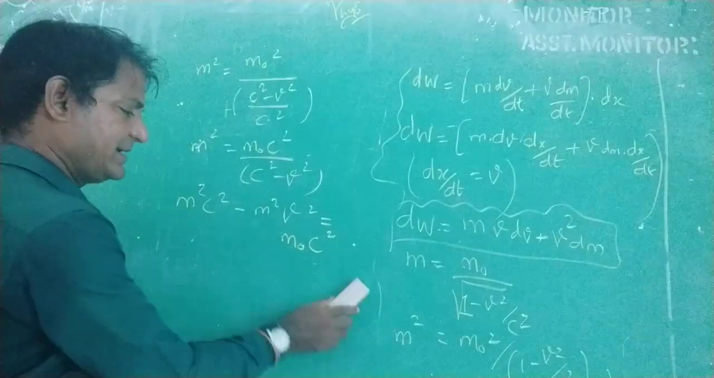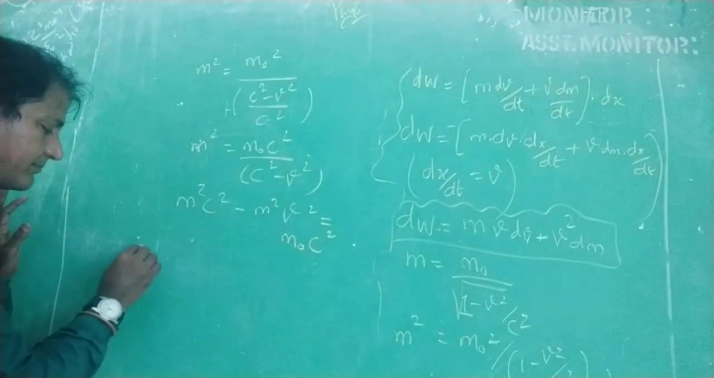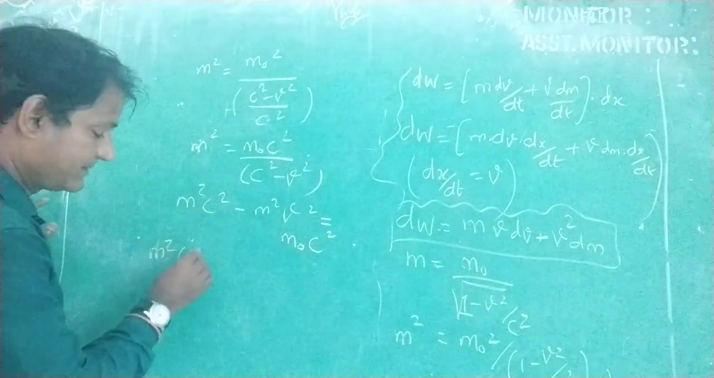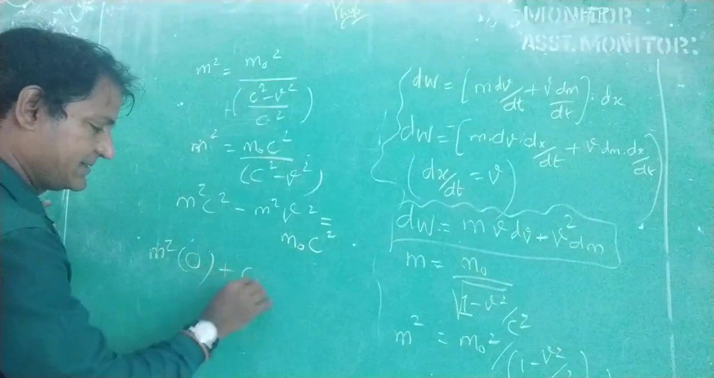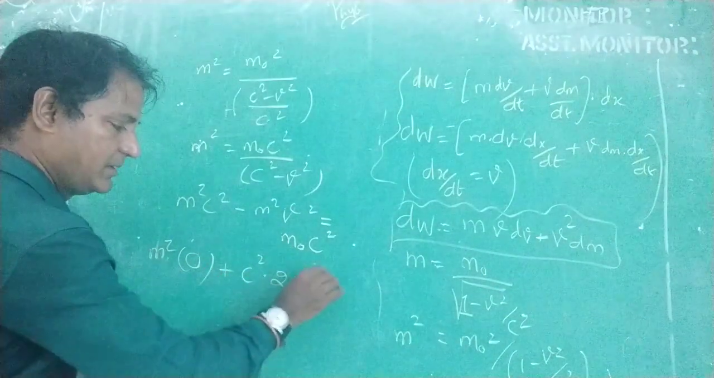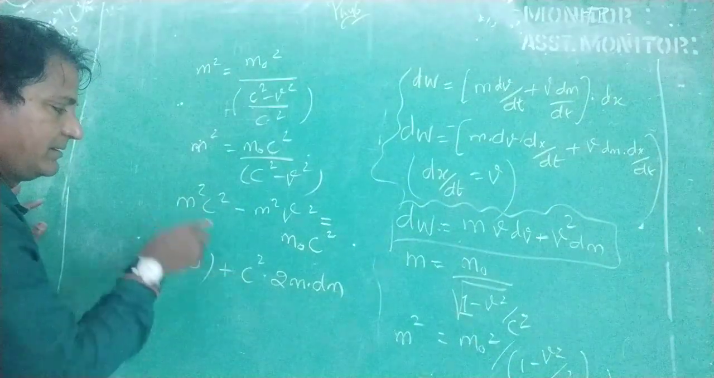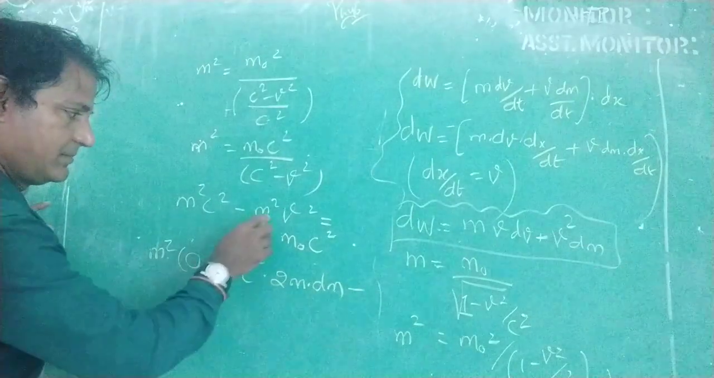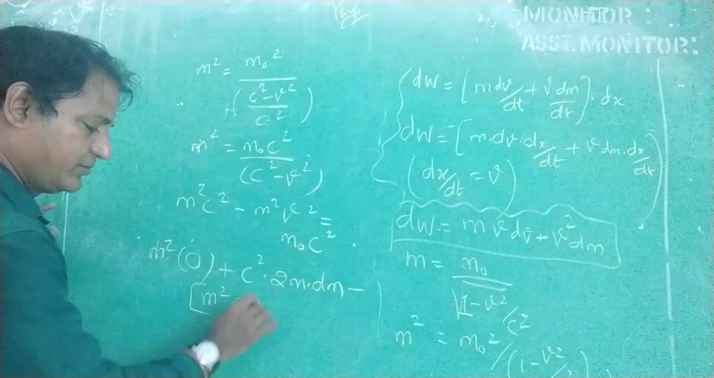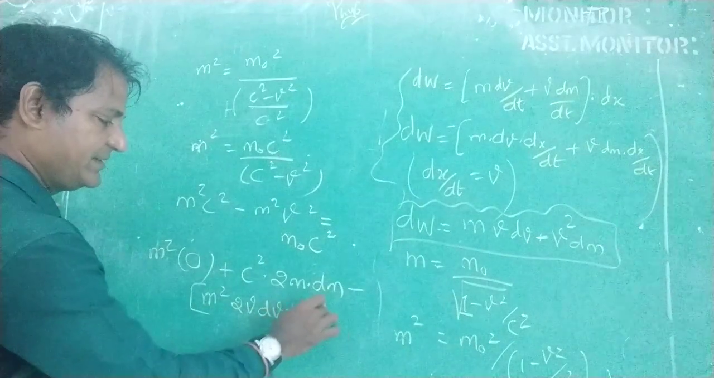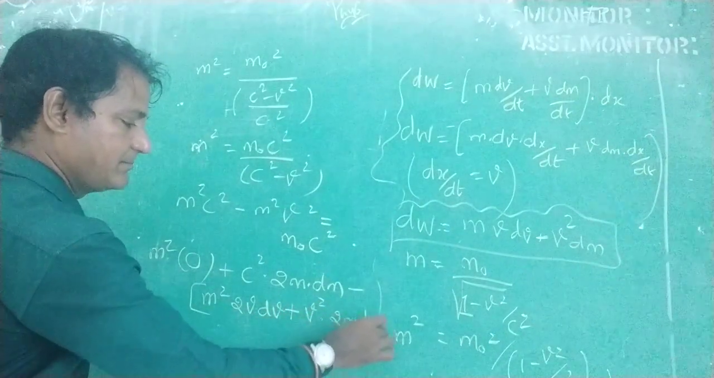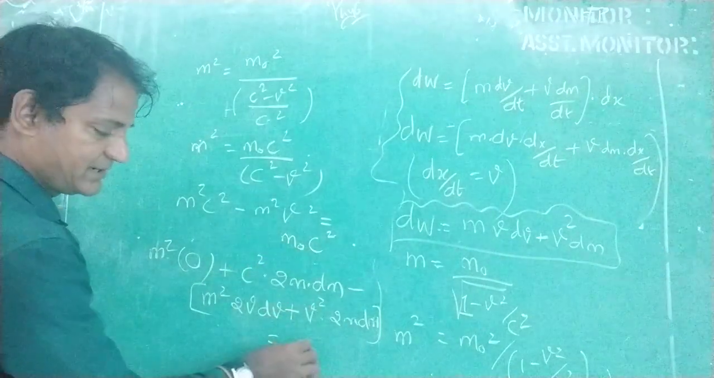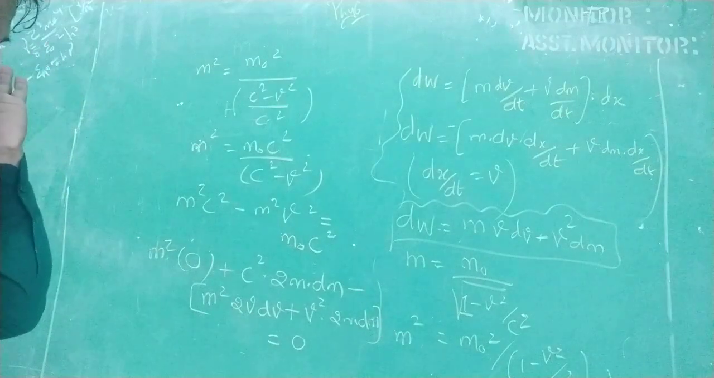Now let me differentiate this again. Since c is a constant, it becomes 0 for c squared, m squared can be differentiated as 2m dm, minus, here, m squared into 2v dv plus v squared into 2m dm is equal to, m naught is constant, c is also constant, so the differentiation of both will be equal to 0.